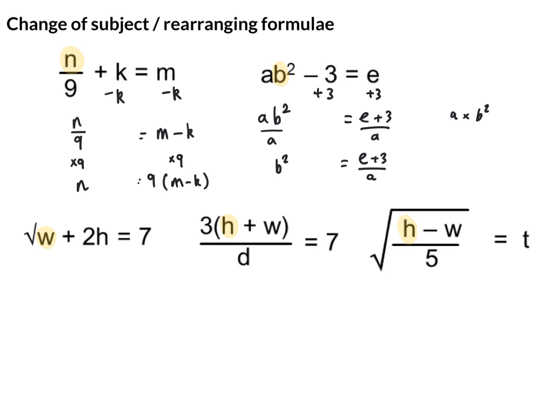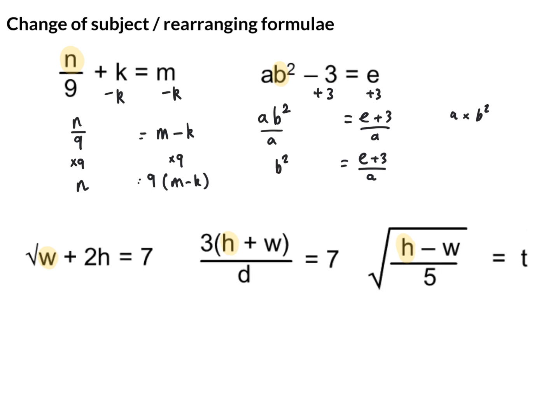Now, I've got the b on its own. However, it's not just b here, it's b squared. So I'm going to need to unsquare that. More mathematical way of saying that is I'm going to need to take the square root. So if I take the square root of the left-hand side, I'm going to be left with b.